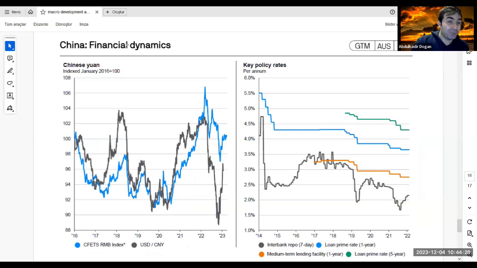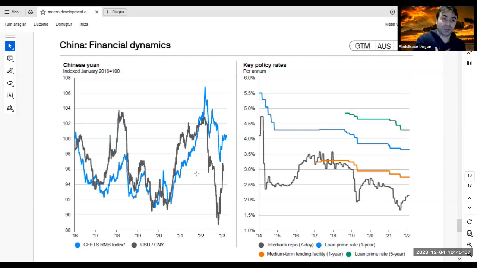And here, China financial dynamics, and here I have the Chinese yuan, and this is one of the exchange rate wars of the world, because China is willingly decreasing their exchange rate, depreciating against the United States dollar, because China is a net exporter. If I am a net exporter to the rest of the world, I want to depreciate my country's exchange rate. But if I'm a net importer and I'm importing more than I'm exporting, I will lose if I depreciate my currency.